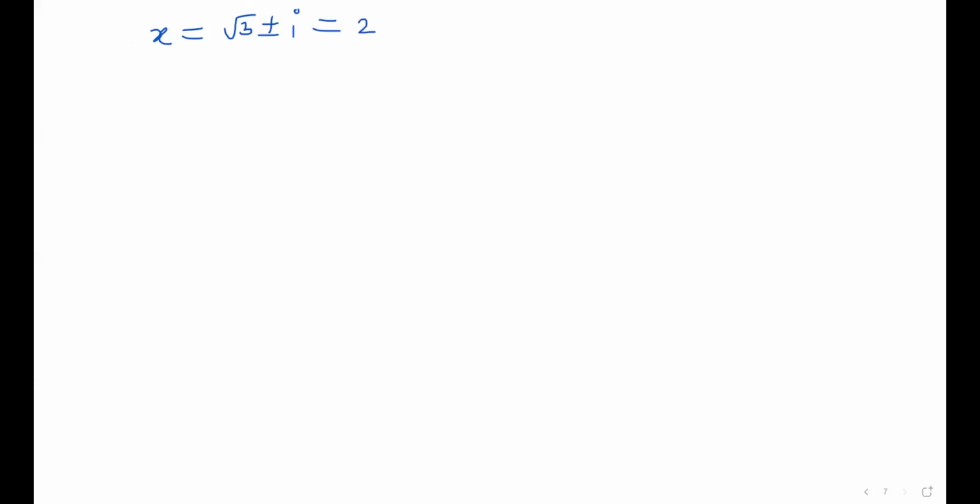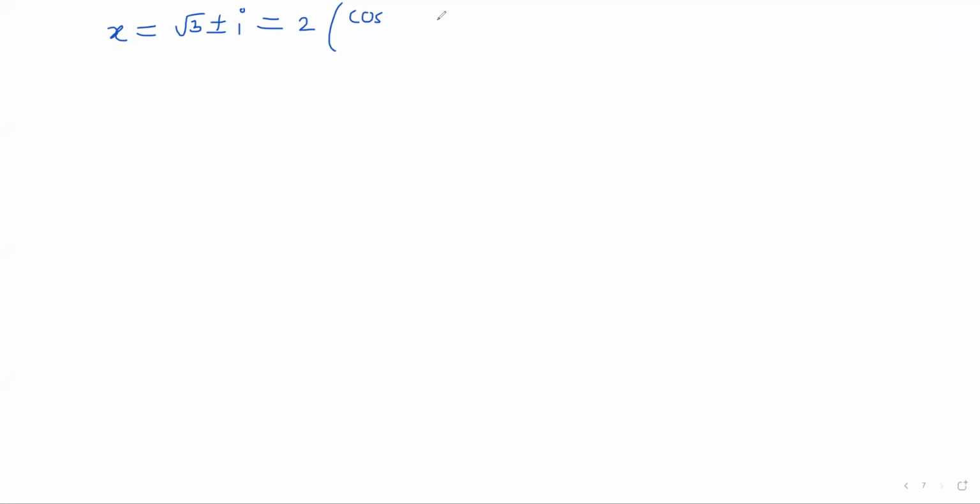And therefore, continuing on the next page, we have x, that is root 3 plus minus i, which can also be written as r into cos theta plus minus i sin theta, that is 2 into cos of pi by 6 plus minus i into sin of pi by 6. Just a second. All right. क्या ये स्टेप आपको समझ में आ गई है क्या, बॉयज एंड गर्ल्स? Right.